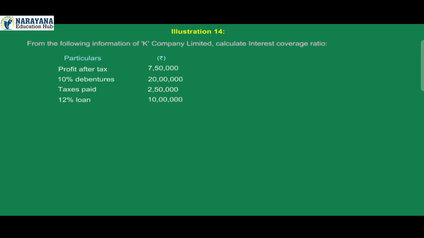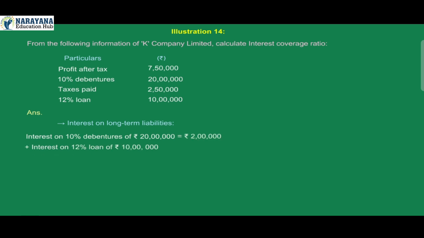Illustration 14. From the following information of K Company Limited, calculate interest coverage ratio. Particulars: profit after tax rupees 7,50,000, 10% debentures 20 lakh, tax paid 2,50,000, 12% loan 10 lakh. Answer: interest on long-term liabilities. Interest on 10% debentures of rupees 20 lakh is equal to rupees 2 lakh, plus interest on 12% loan of rupees 10 lakh is equal to rupees 1,20,000. Therefore, total interest on long-term liabilities is equal to rupees 3,20,000.